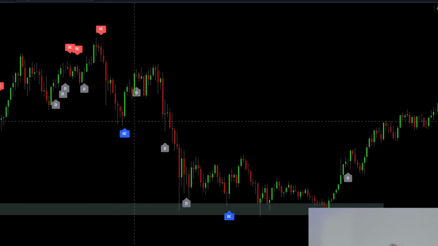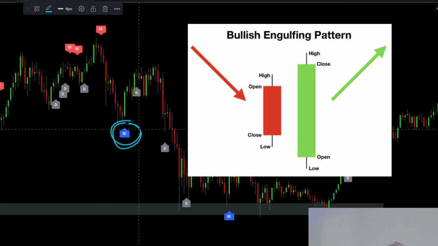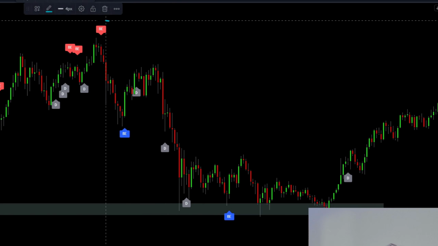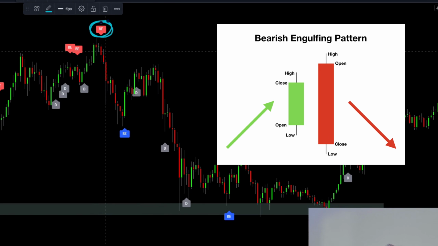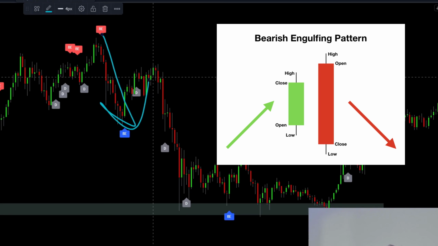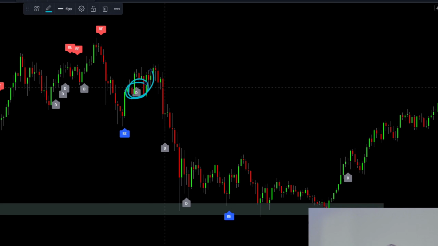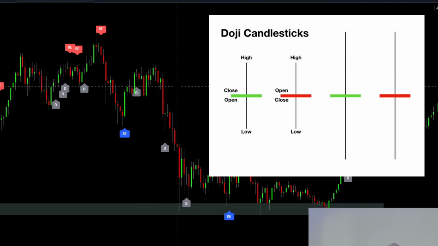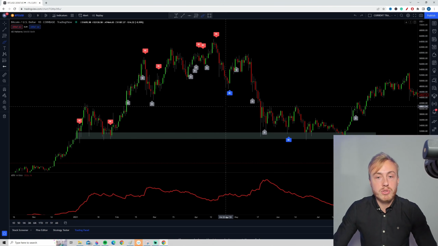So for example, the blue pattern right here stands for a bullish engulfing pattern and suggests a potential reversal to the upside. The red bar right here is a bearish engulfing pattern that suggests a reversal to the downside. And the gray bar right here stands for a doji candle, and this one represents that neither the bulls nor the bears are in full control.